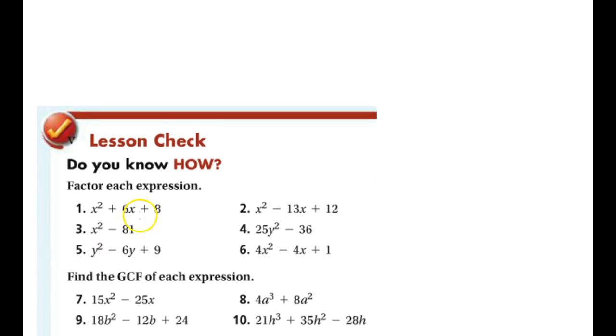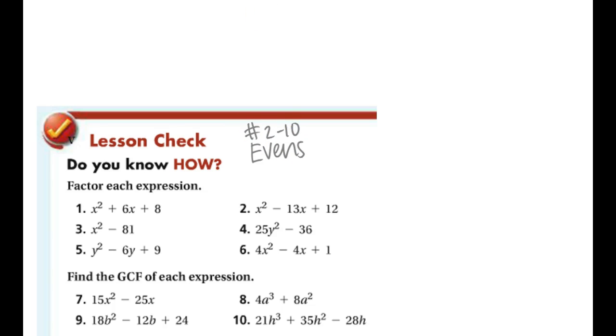Okay, that completes this lesson. Here's the lesson check problems for today's video. You can do all of them if you'd like the extra practice, but the ones that I'm going to require you to do are the evens. So do 2 through 10 even.